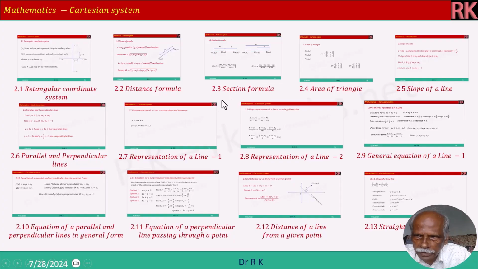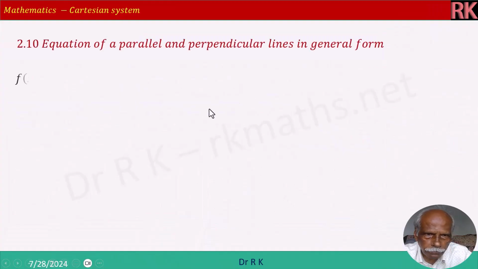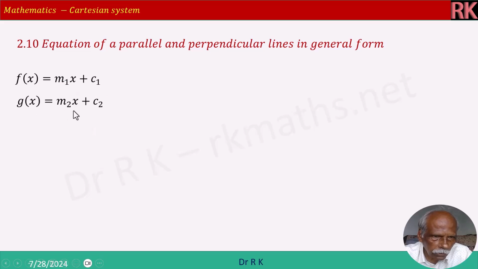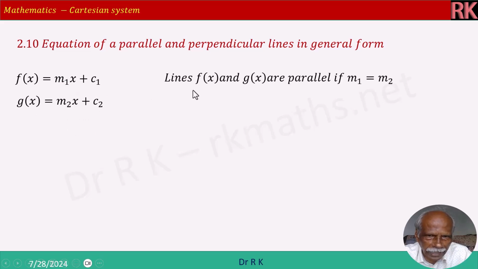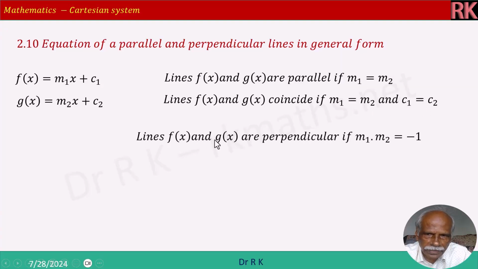Then we will see the equation of parallel and perpendicular lines in general form. f(x) = m1x + c1, g(x) = m2x + c2. Then lines f(x) and g(x) are parallel if m1 = m2. They are coinciding if m1 = m2 and c1 = c2. They are perpendicular if m1 × m2 = −1.